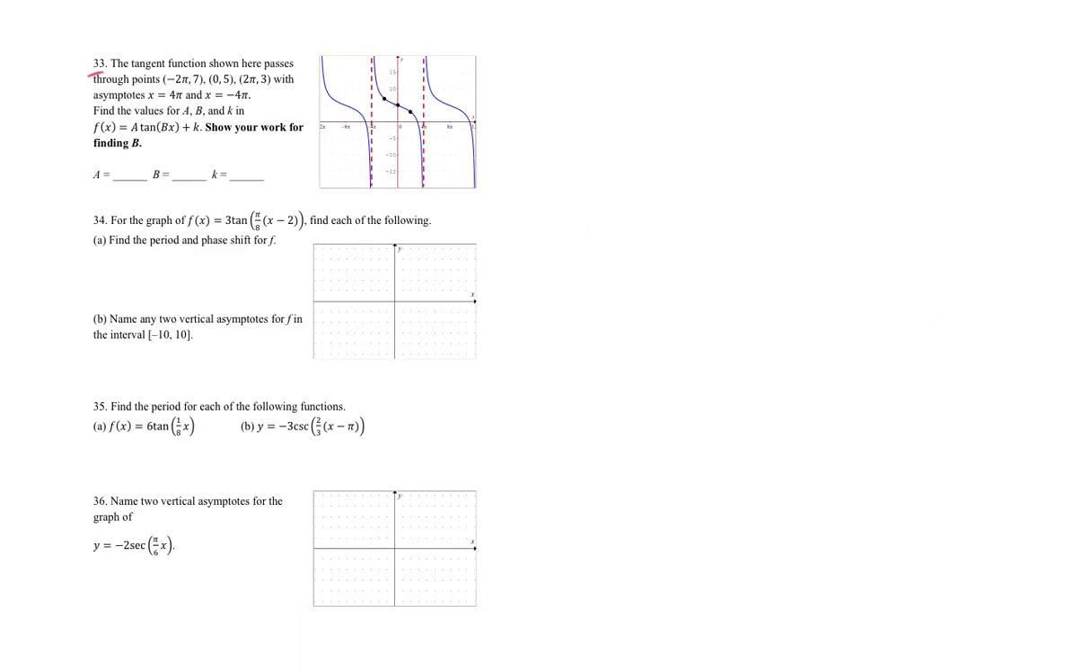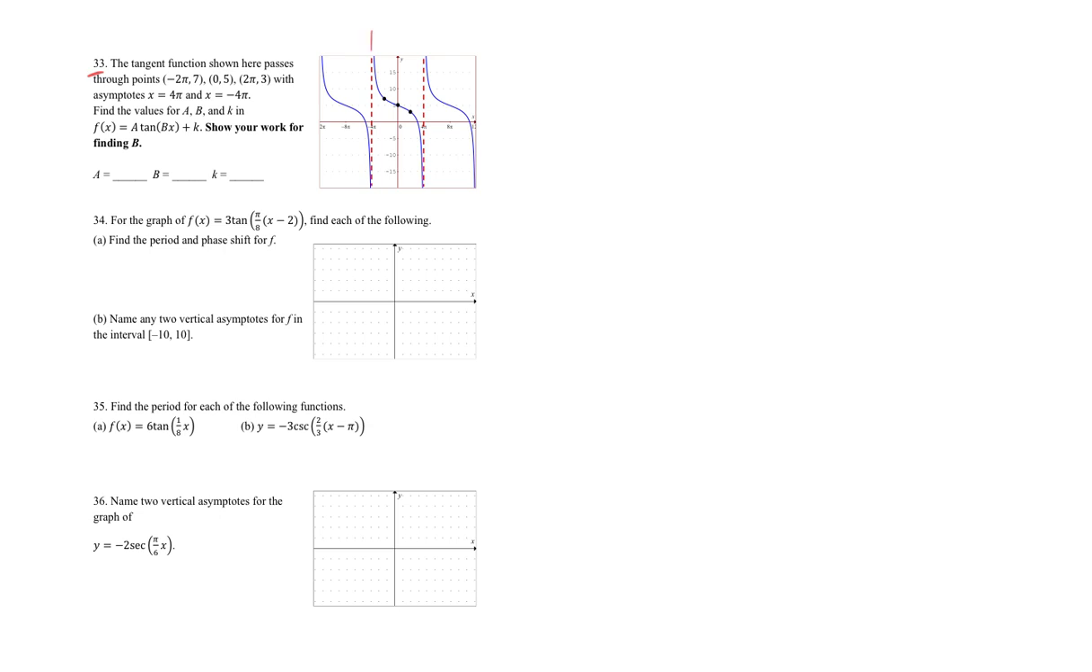Alright, the tangent function shown here passes through the points (-2 pi, 7), (0, 5), and (2 pi, 3), with asymptotes at x equals 4 pi and x equals negative 4 pi. Find a tan bx plus k, so no horizontal shifts, plus the graph reflects that anyway. So show all work for b, finding b. I think finding b will probably help us in the long run here anyway.